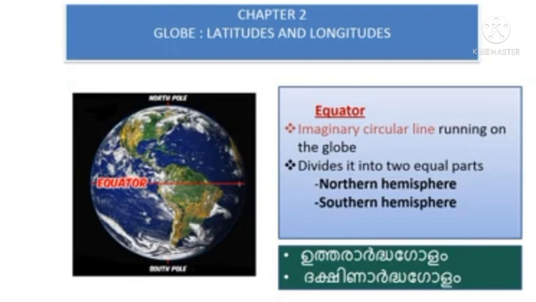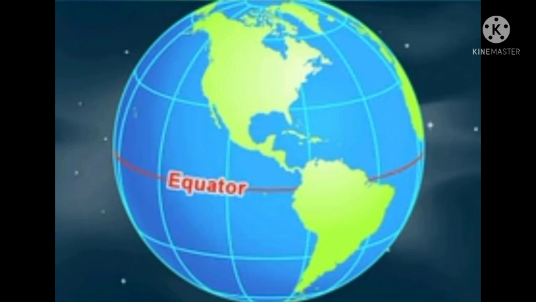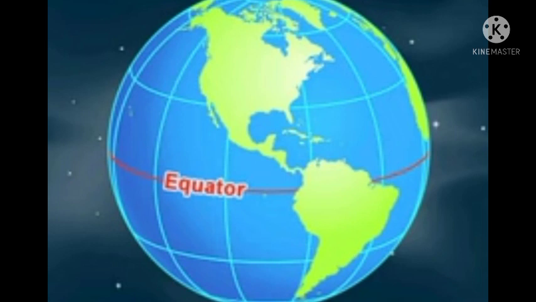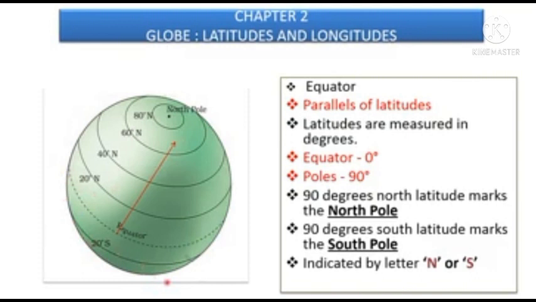Another imaginary line running on the globe divides it into two equal parts. This line is known as the equator. The northern half of the earth is known as the northern hemisphere, and the southern half is known as the southern hemisphere. They are both equal halves. Therefore, the equator is an imaginary circular line and is a very important reference point to locate places on the earth. All parallel circles from the equator up to the poles are called parallels of latitudes.